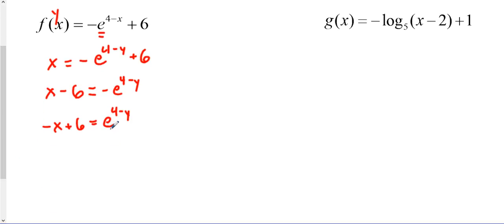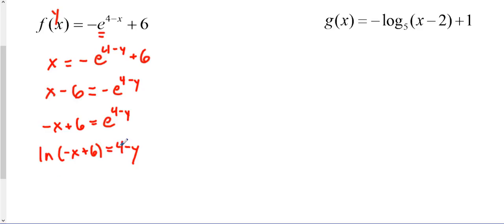Now, from here, we now need to solve for y. In order to solve for an exponent, we need to log it. All right, we need to use a logarithm, the inverse operation. So I always say we need to log it good. We're going to use natural log. The natural log will allow us to have natural log of negative x plus 6, and that's going to equal 4 minus y.